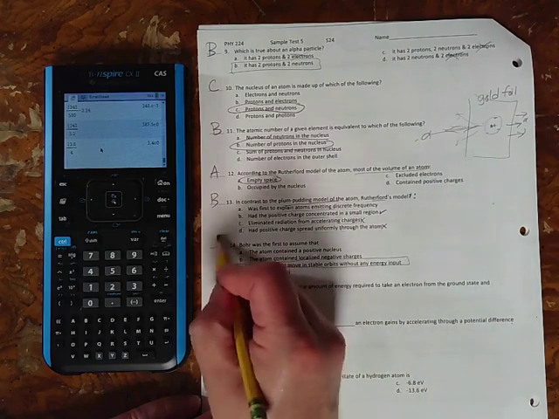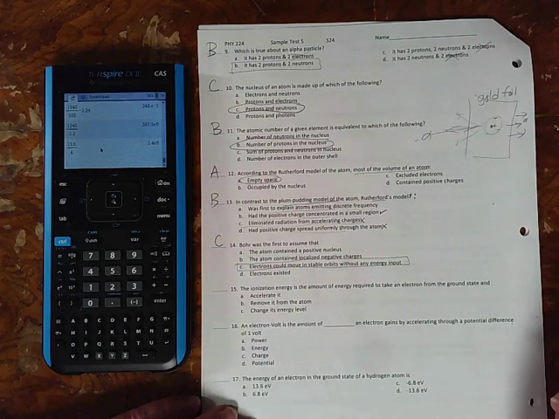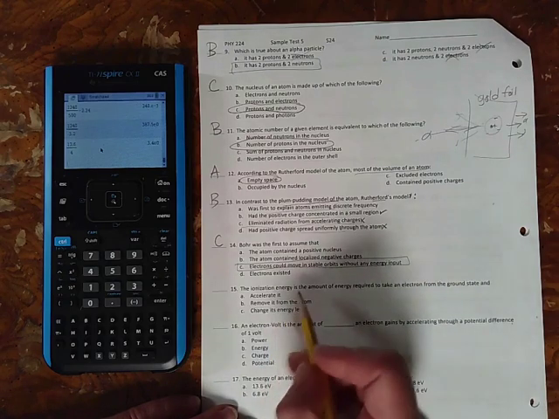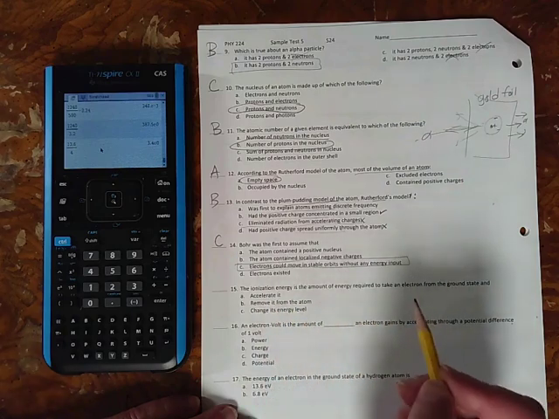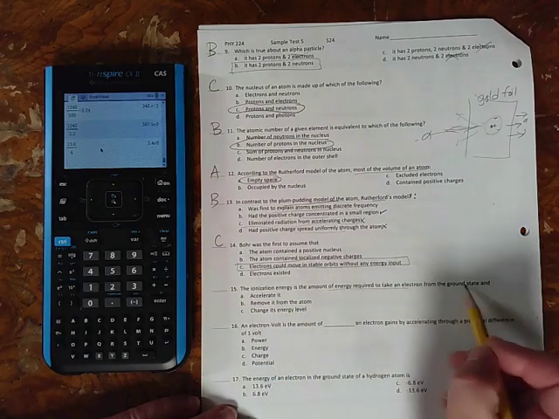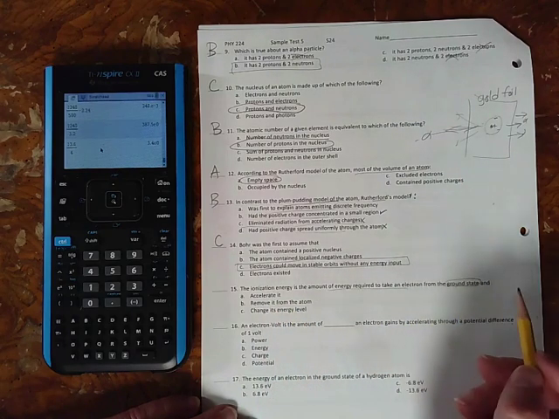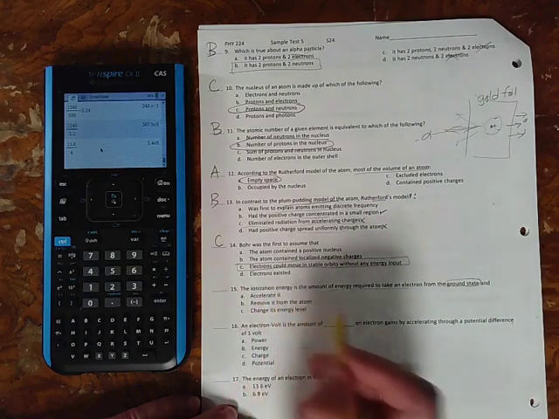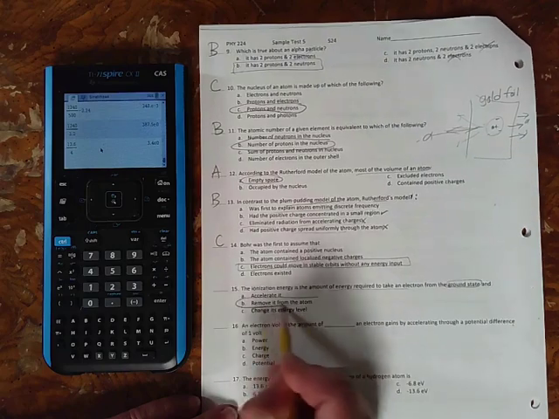So let me see. Yep. Okay, 15. Ionization energy is the amount of energy required to take an electron from its ground state on an atom. And so ionization, you make an ion by taking out an electron. So remove it from the atom, B.